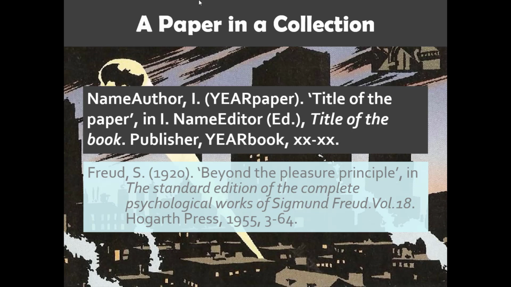Now, for a paper in a collection, you need to start with the name of the author, followed by a comma, then the initial of the author, followed by a full stop, then between brackets the year of publication of the paper, then close the brackets, followed by a full stop, then between single quotation marks the title of the paper, followed by a comma, then "in", the initial of the editor, then the name of the editor, followed by the mention Ed. with a capital letter, followed by a comma, then the title of the book in italic, followed by a full stop, then the name of the publisher, followed by a comma, then the year of publication of the book, followed by a comma, then the pages where the chapter is in the book, with a hyphen in between, and then a full stop.